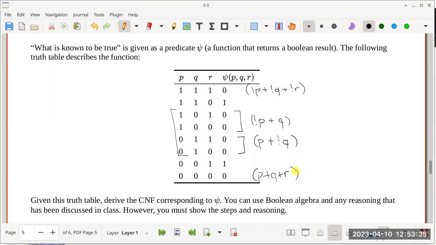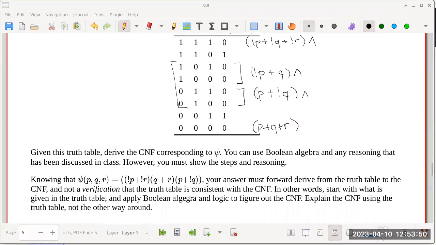Okay, all right, so I have just done this part here, given this truth table, derived the CNF corresponding to this thing here. So you can say this thing and this thing and this thing and this thing, done. All right, so moving on. Knowing that psi of this is converted to this, in other words, I'm giving you the answer already. This is the same thing as what we saw on the whiteboard, or at least it's equivalent.